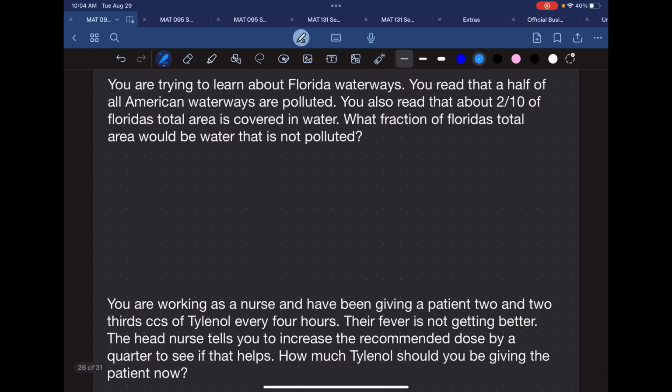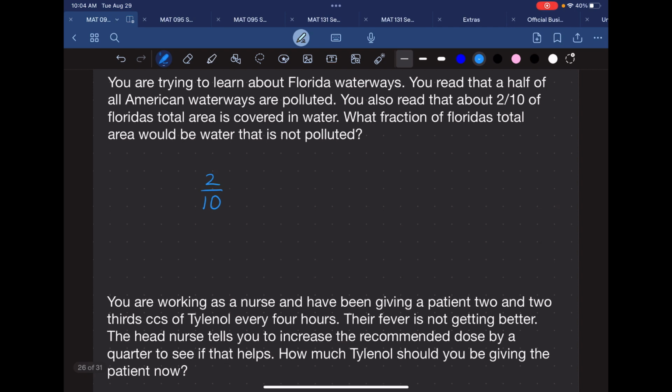Okay, so we're given that half of all American waterways are polluted, and we're also given that 2/10 of Florida's total area is covered in water. So what we want to do is take that 2/10 of the total area that's covered in water and take half of it, because we can extrapolate that maybe if half of all American waterways are polluted, then maybe that's also roughly true for Florida as well. So we're going to take 1/2 of this 2/10, which we can do by taking 2/10 and dividing it by 2, which is equivalent to taking 2/10 and multiplying it by 1/2.